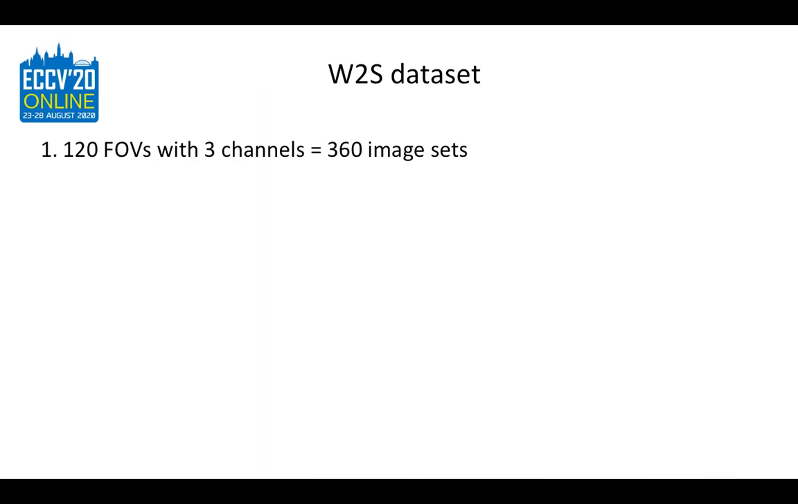W2S includes 120 different fields of view. Each field of view is captured in 3 channels, corresponding to the wavelengths 488 nanometer, 561 nanometer, and 640 nanometer. As the texture of the cells is different and independent across different channels, the different channels can be considered as different images, thus resulting in 360 views.